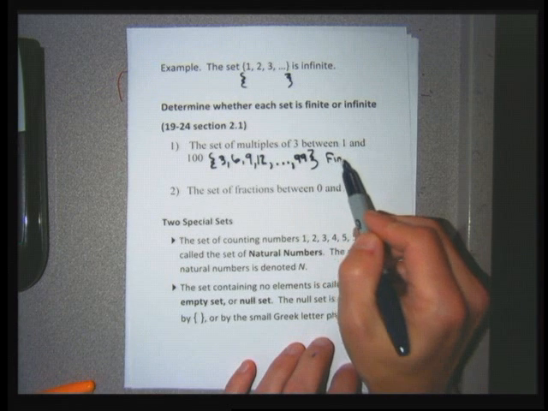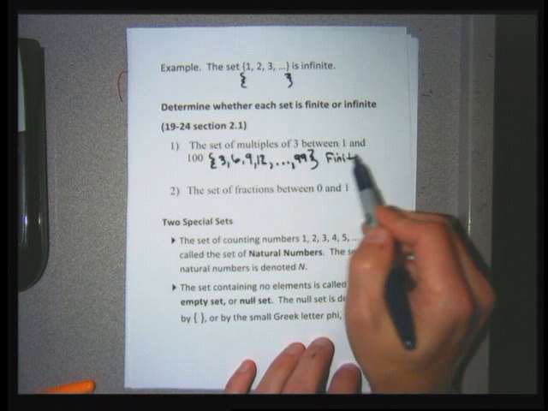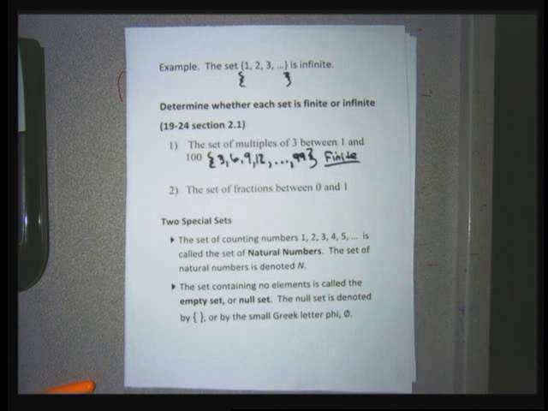I don't have to list all the elements. I just have to visualize whether it's possible to list all the elements or not. So that's an example of a finite set, because it would be possible to write down every number between 1 and 100 that's a multiple of 3. On the other hand, question 2, it's supposed to be infinite.